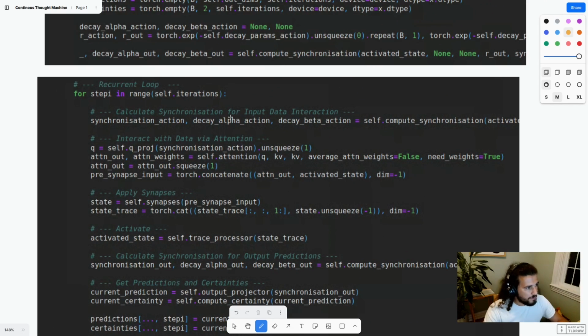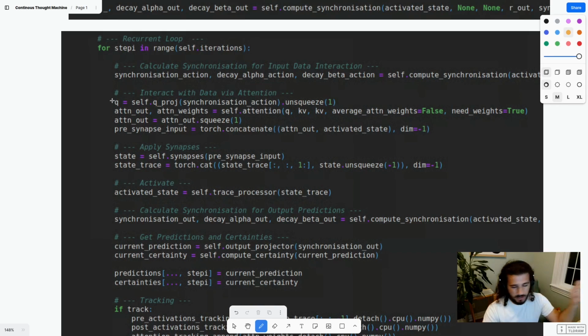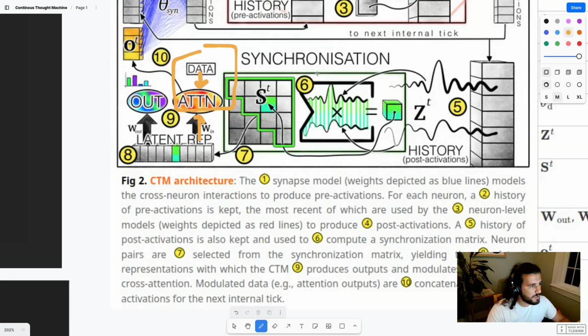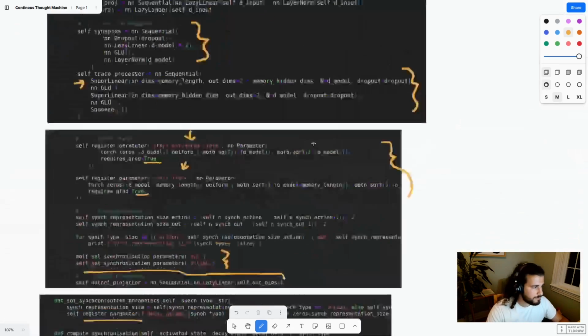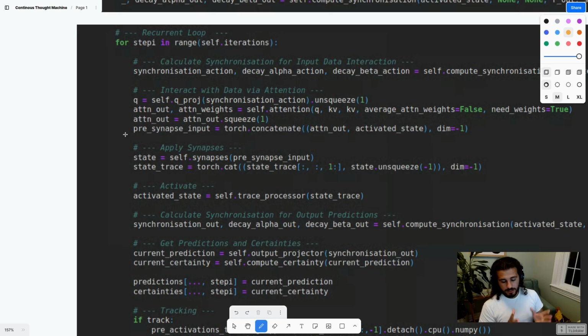Here at first you calculate the synchronization for the input data interaction, and then you take this synchronization and apply it to your Q projection. So basically, you did this, and then you got that, and you did this. That's what's happening here. Once you have that, you have your attention out, which is the actual O out that you're going to give to start the loop. So yes, you have to do that first in order to have it. You jam it in here, and then with that, you're going to start.